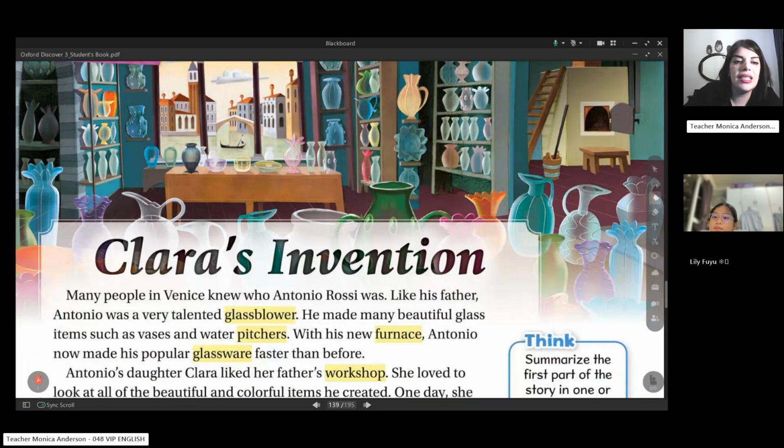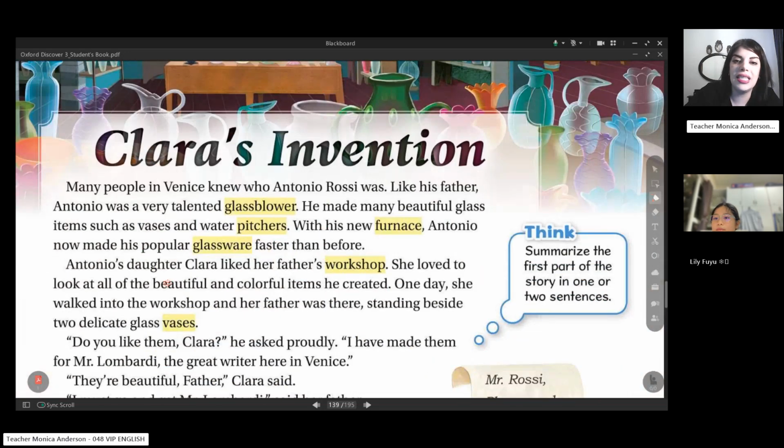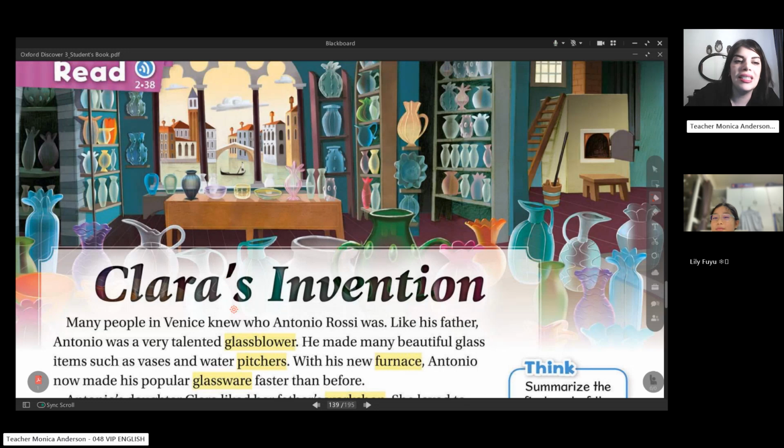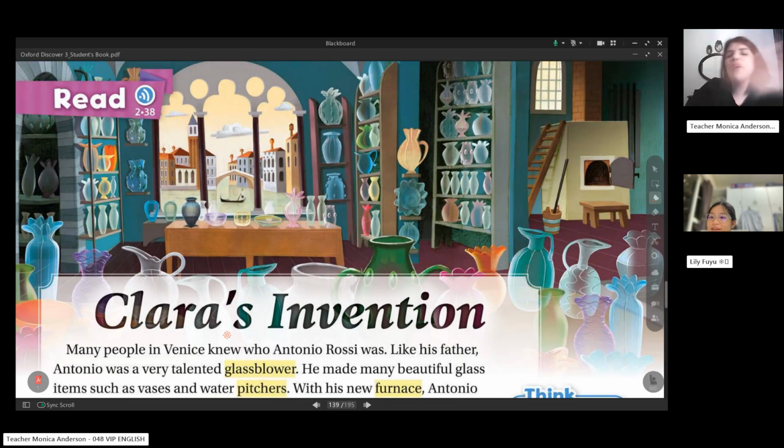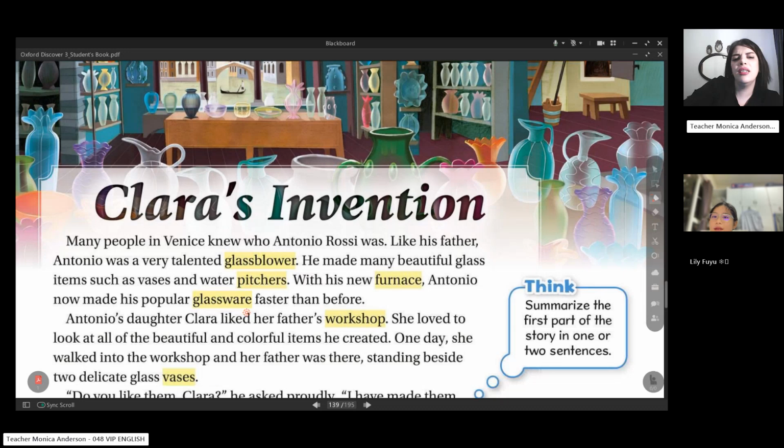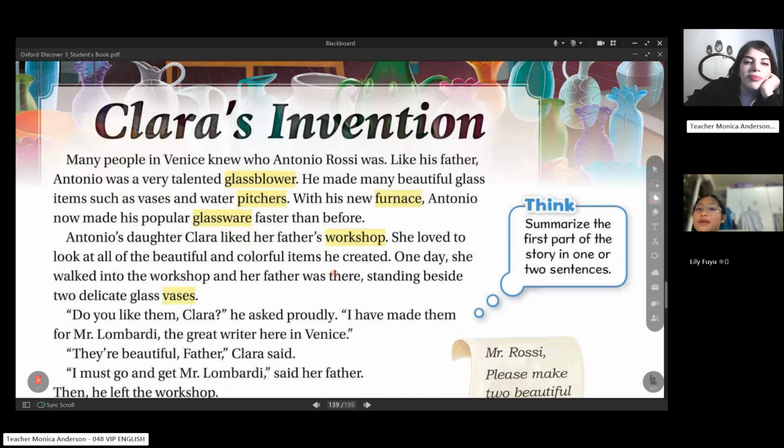We have a text. So let's listen. Just one moment. Okay. Attention. Do you want to read? Yeah. Okay. Clara's Invention. Many people in Venice know who Antonio Rossi was. Like his father, Antonio was very talented. He made many beautiful glass items, such as vases and water pitchers.